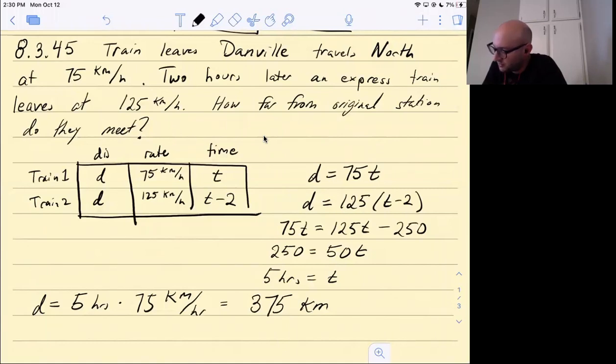75, 125, it's going 50 kilometers per hour. Oh, yeah.